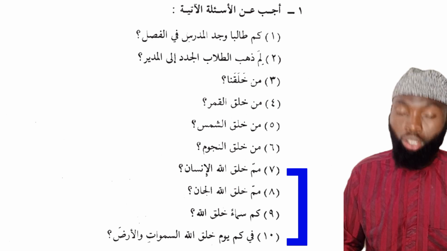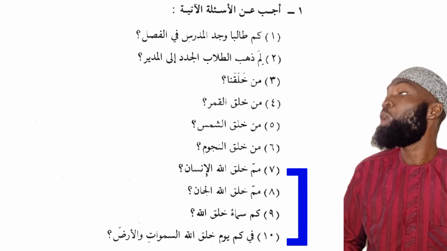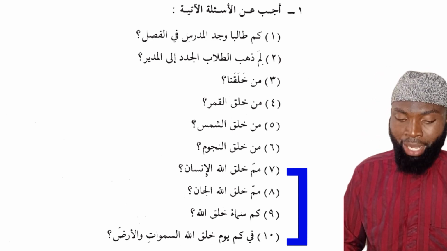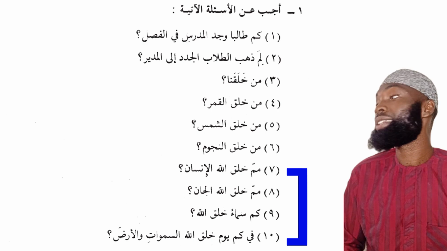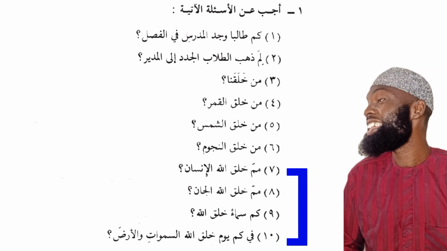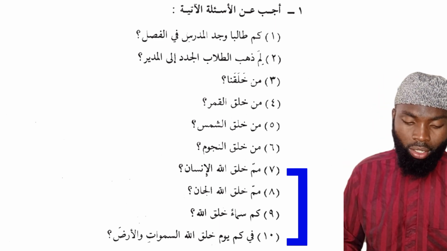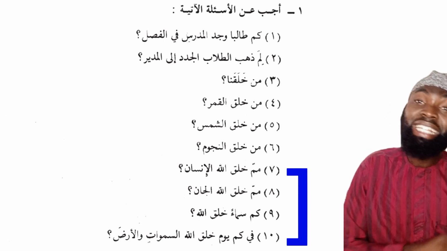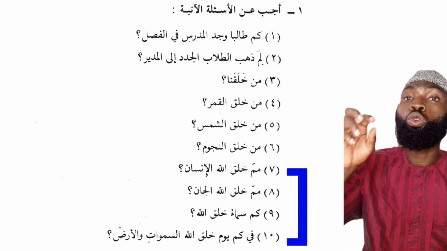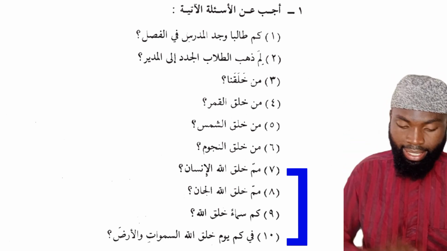Mimma khalaqa Allahu al-janna. From what did Allah create the jinns? You say khalaqahum min narin. Allah created them from fire. Kam sama'un khalaqa Allah. How many skies did Allah create? Khalaqa Allahu sab'a samawatin. Allah created how many? 7 skies. Number 10, we have fi kam yawmin khalaqa Allahu samawati wal arda. In how many days did Allah create the skies and the earth? We say khalaqahunna Allahu fi sittati ayyam. Allah created them in 6 days.